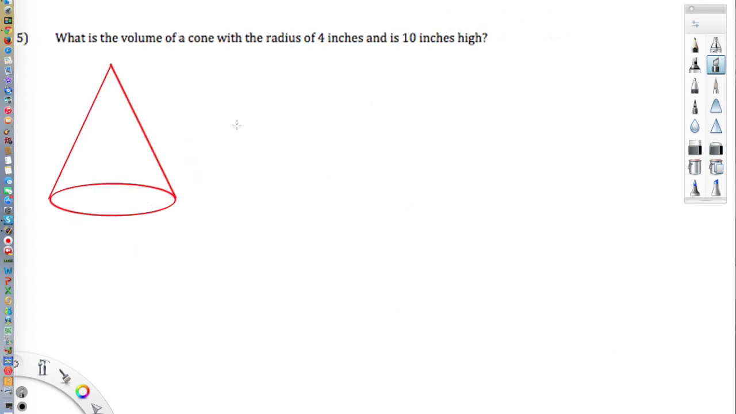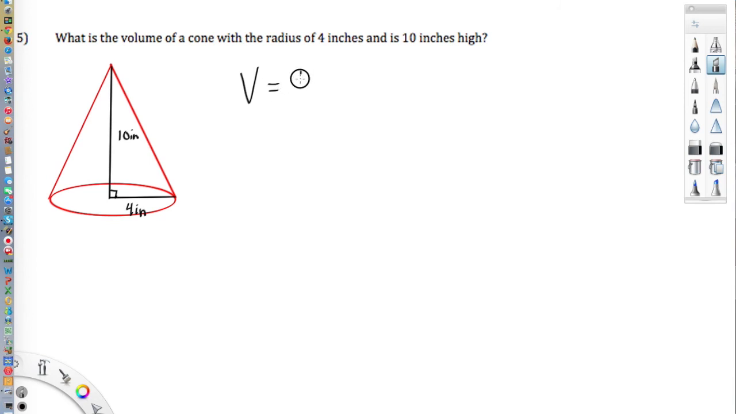Finally, number 5, what is the volume of a cone with the radius of 4 inches and is 10 inches high? Okay, well, here's my sketch of a cone, and I'm going to drop my perpendicular line to give me my height right there, and then my radius would go over in that direction that way. So it says that 4 inches is the radius. So right there, that would be 4 inches from there to there. And then my height is 10 inches. Okay. So there's my sketch, there's my labeling, and here comes my formula.